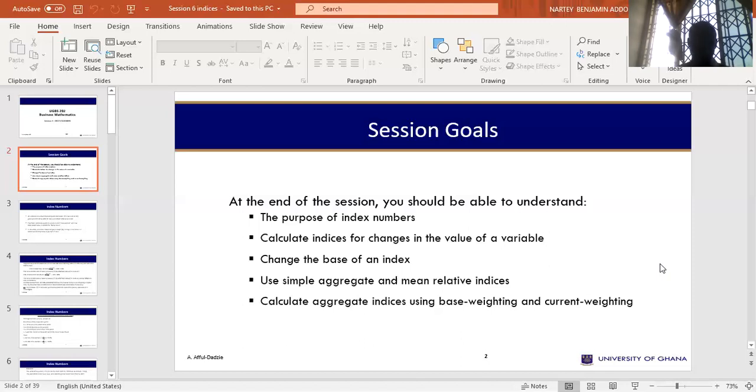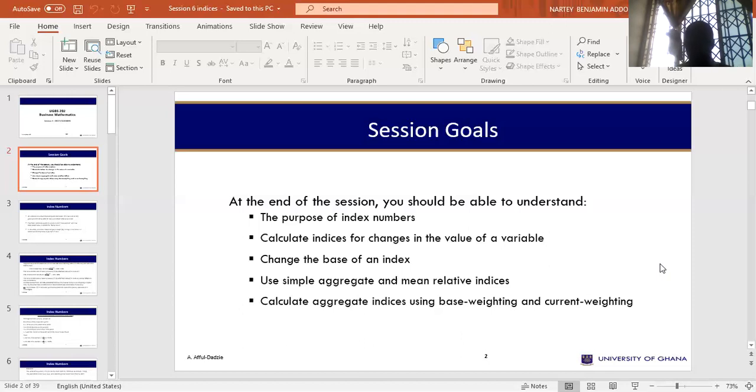Okay, so we normally denote, let's say, price as P. So the base is denoted as P subscript 0, and then the current year will be P subscript n. So if you want to calculate the relative change in the value or in the price, it will be Pn over P0 times 100. And normally this is conventionally expressed in percentage form.